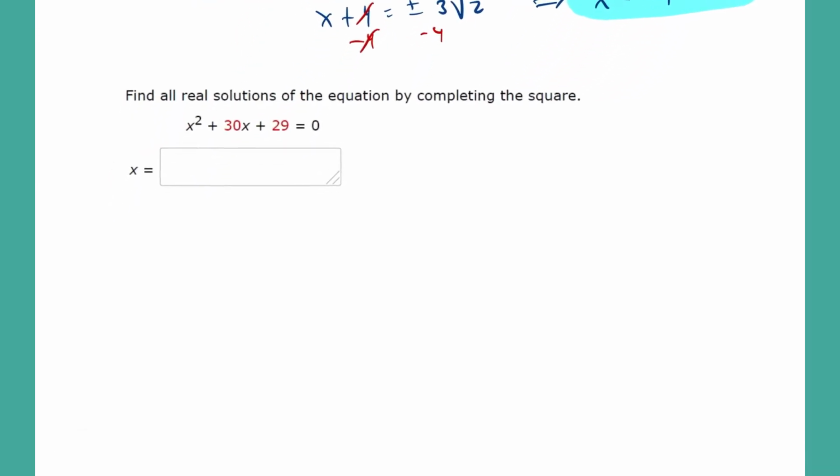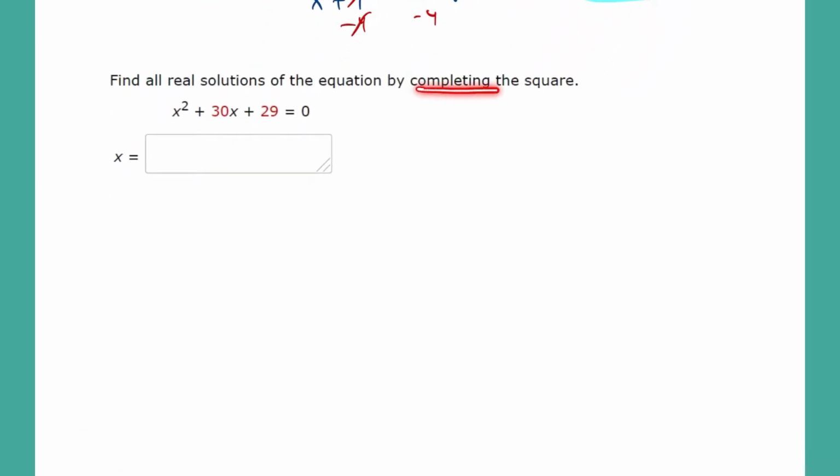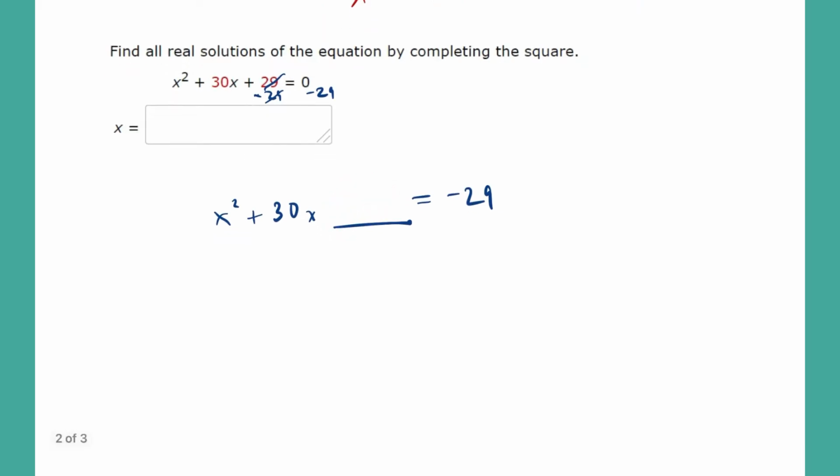All right, this next problem is the same directions, completing the square. So let's go ahead. The leading coefficient is 1, so we don't have to worry about dividing by the leading coefficient. Step 2 is to move the c term over. So we'll do that by subtraction of 29. So we get x squared plus 30x. Remember to leave a space there, equals negative 29, because we need to find the missing term.